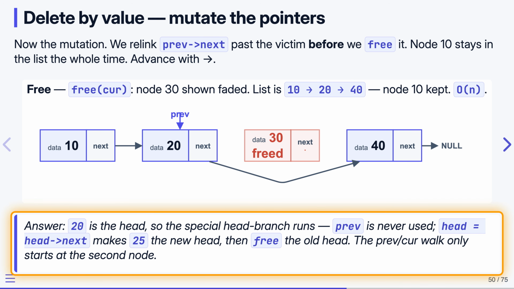20 is the head, so the special head branch runs. Prev is never used. Head becomes head->next, so 25 is the new head, and then we free the old head. The prev in the cur walk only starts at the second node.